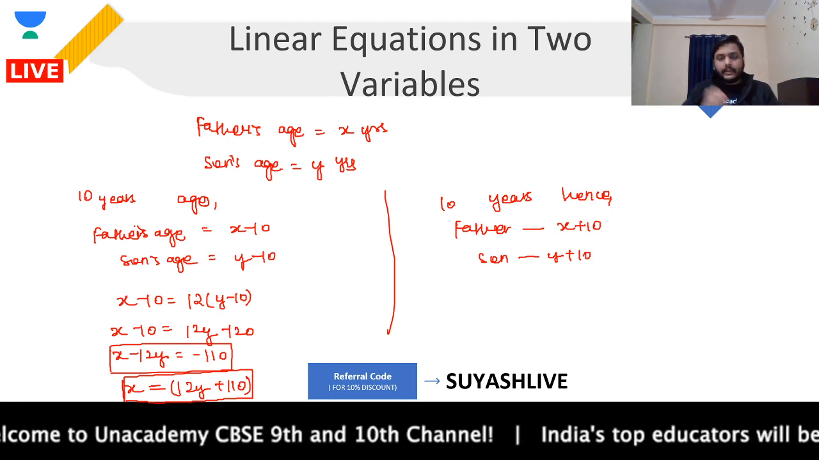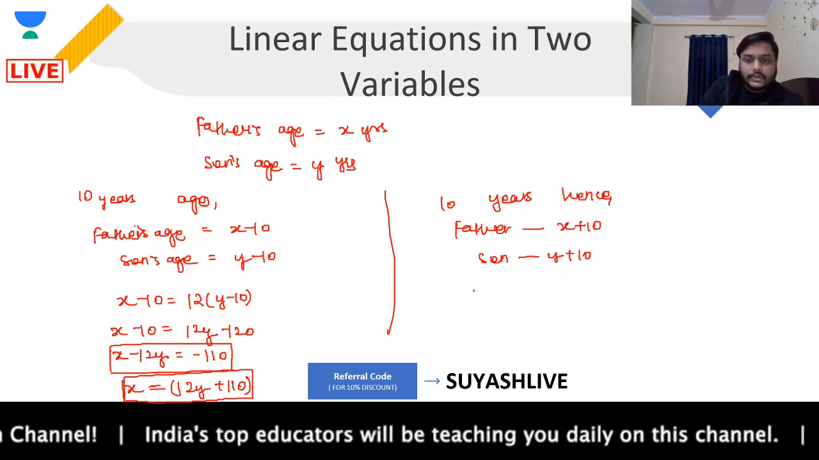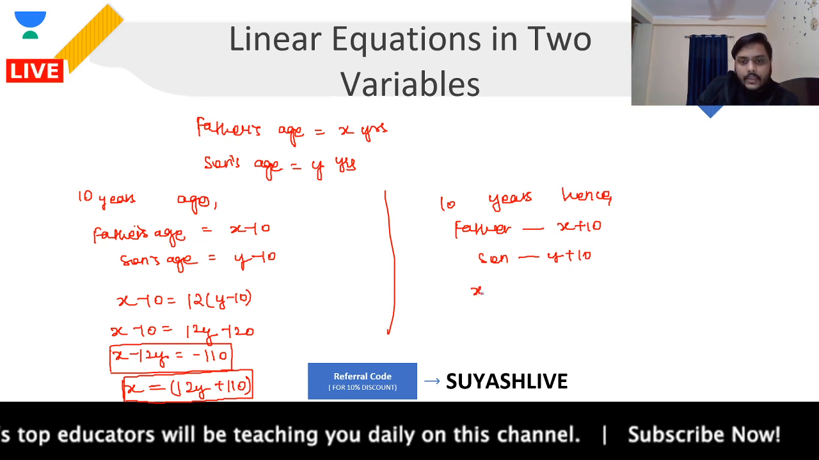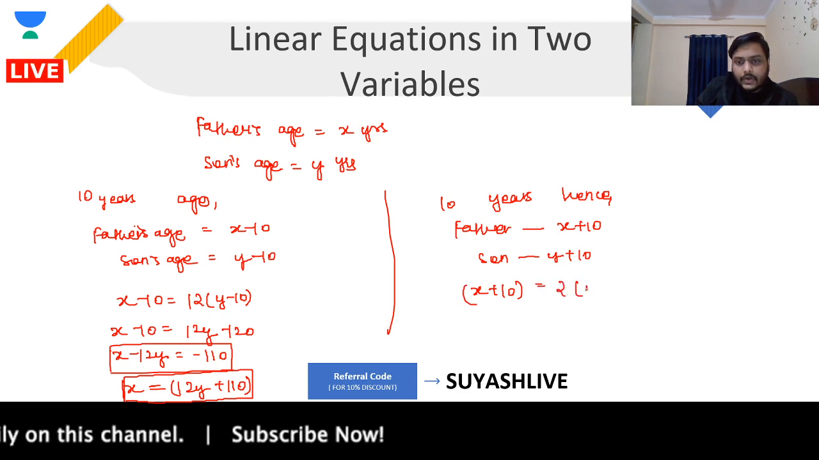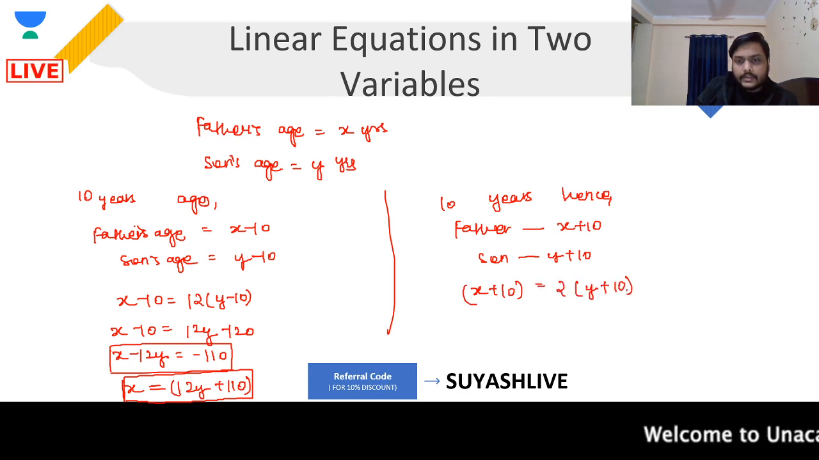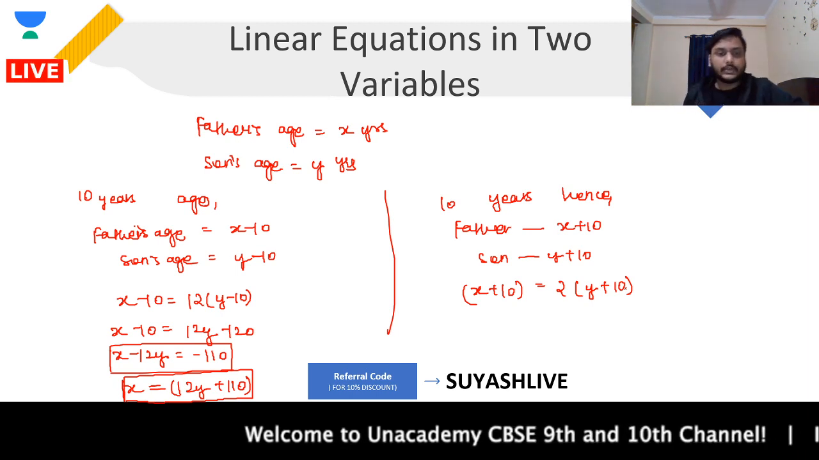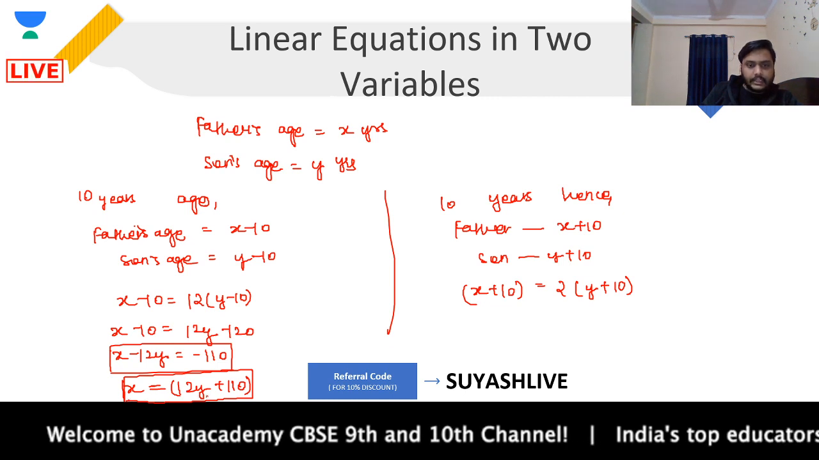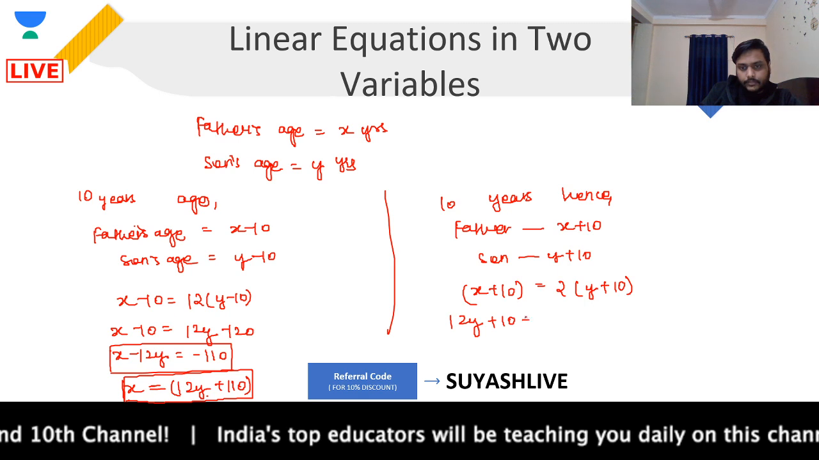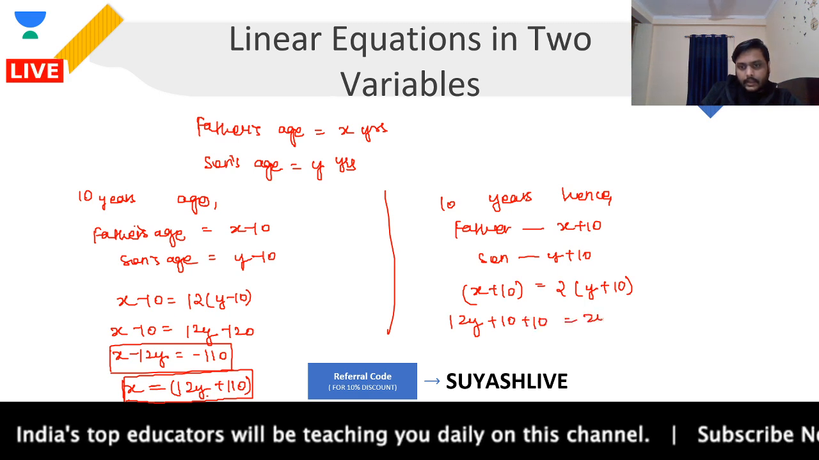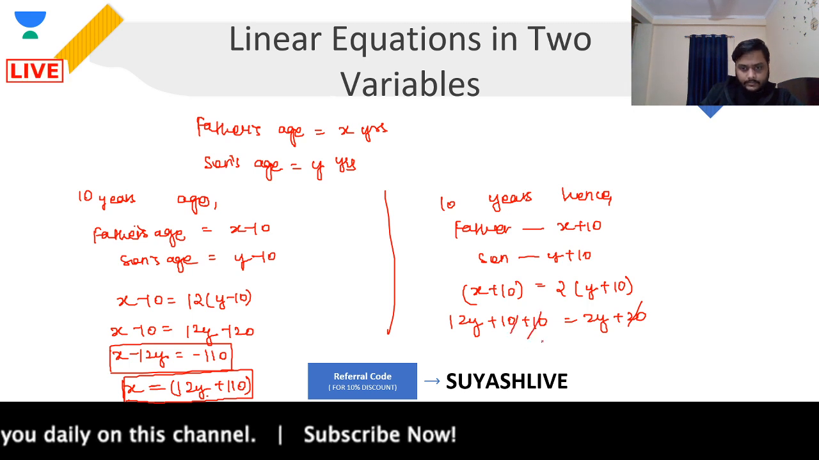ठीक है. And the relationship between the father's age and the son's age has been given to you as what guys? ये आपको given है that father's age x plus 10 is equal to 2 times of son's age, that is y plus 10. This is what you have been given over here. Okay, यहाँ पे what you can do is you can simply put the value of x in terms of y, and you will be getting 12y plus 10 equal to 2y plus 20, 20 and this cancelled.